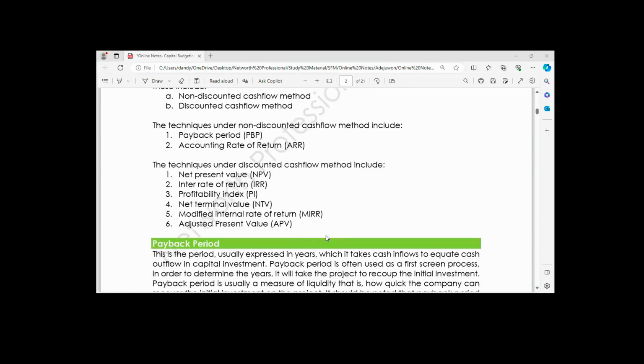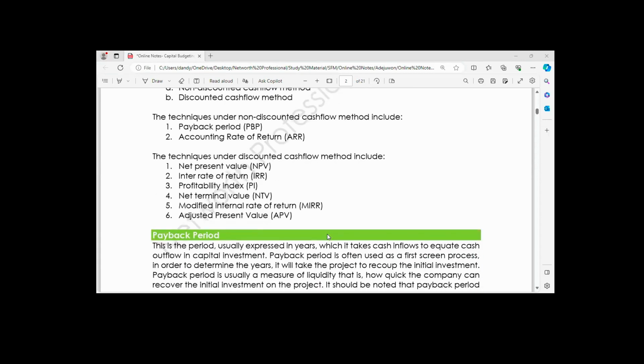So at this point, we are going to take it one by one, starting from the net present value. Okay, we are starting from the net present value. What do you understand by net present value? Net present value is a technique that considers the timing of cash flow and the time value of money.